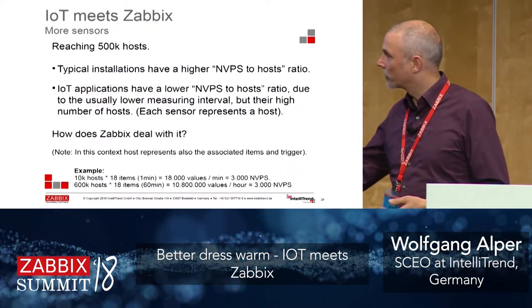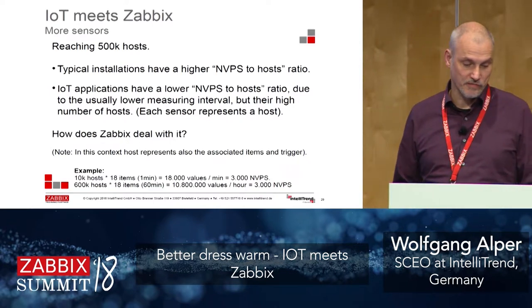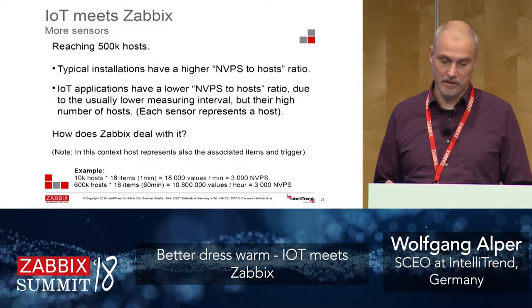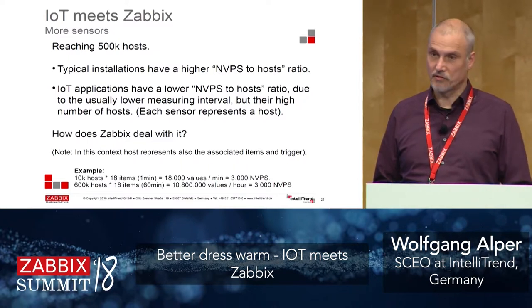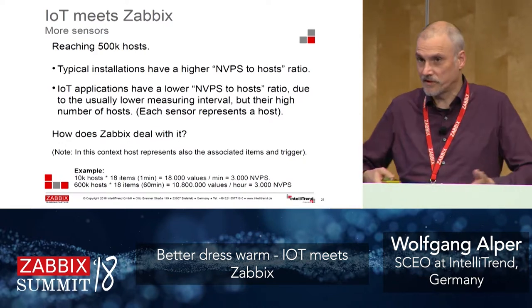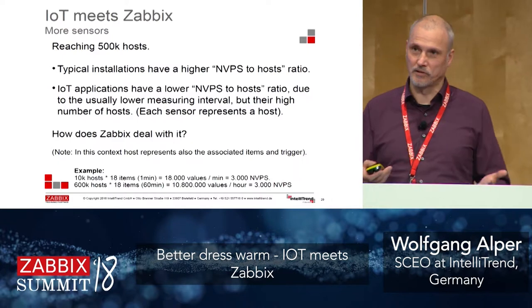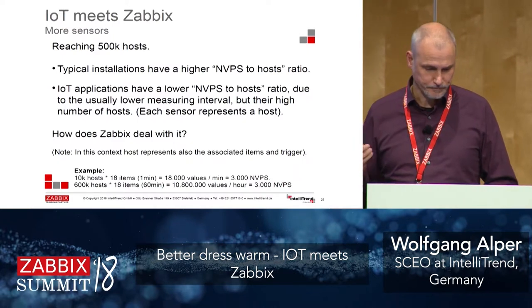If you look here to the calculation, you will see that you get the same result if you have 10K hosts with 18 items measured every minute. You will reach like 3,000 new values per second, and you get the same number if you have 600,000 hosts. So we were interested in, can Zabbix deal with this huge amount of hosts? I mean, it's a completely different scenario for Zabbix.